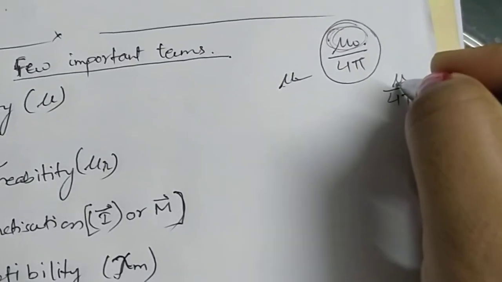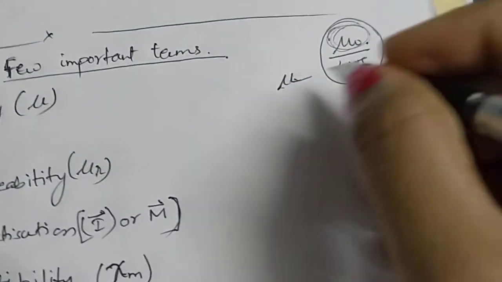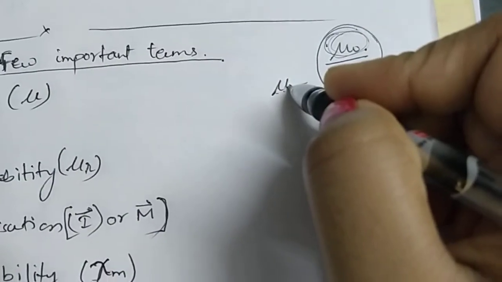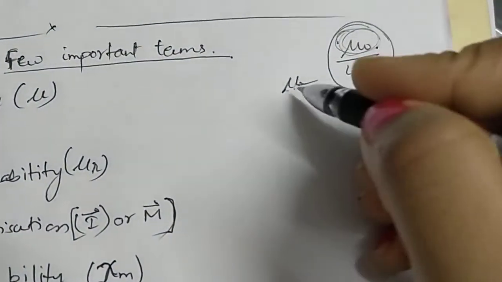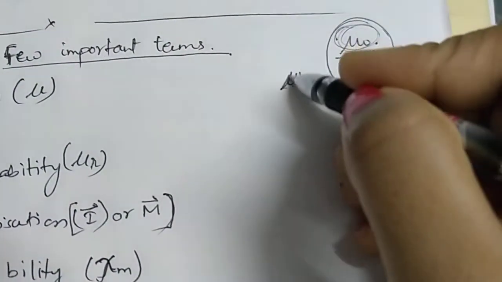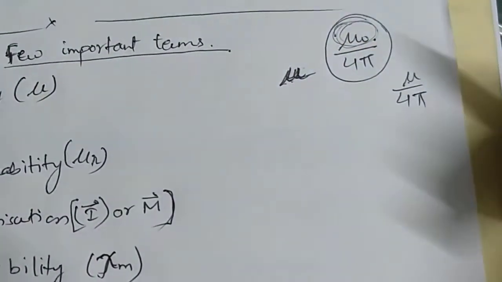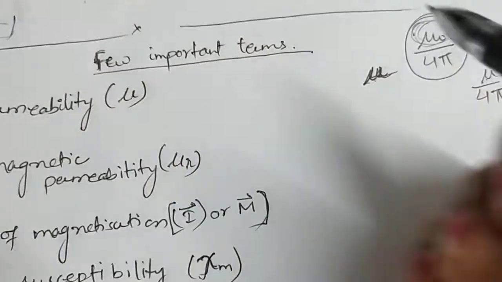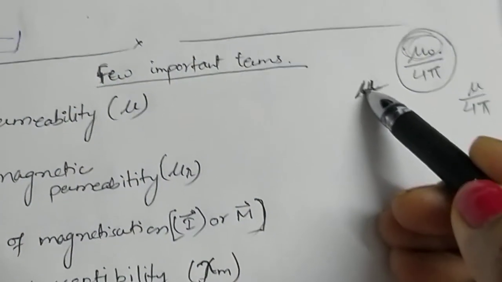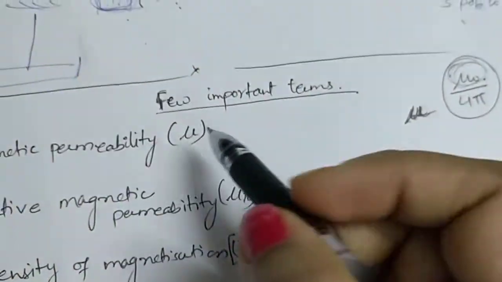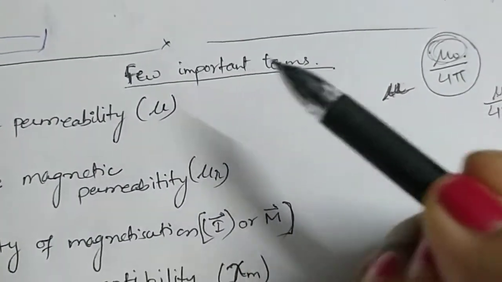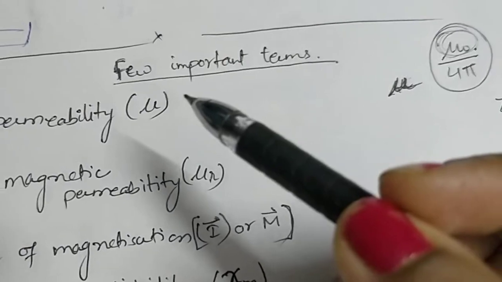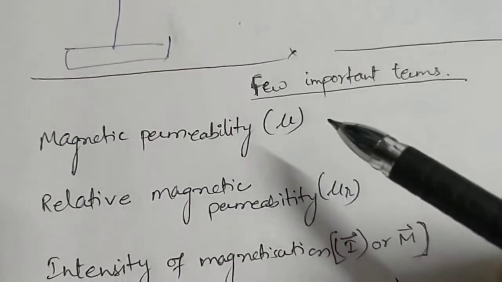Mu is magnetic permeability, and this is the ability of a material to permit the passage of magnetic lines of force through it. So the greater the value of mu, the more lines will pass through it, and the more magnetic the material will be. The less the value of mu, the less magnetic the material will be. So mu tells us how great the magnetic property of the material is.